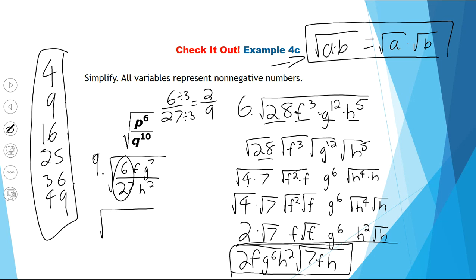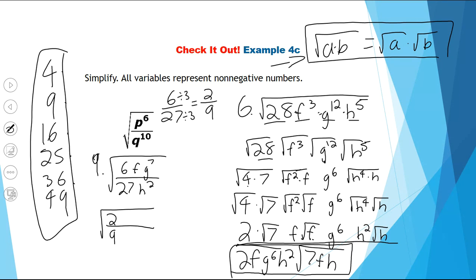So let me just rewrite my problem here. Instead of writing 6 over 27, I'm going to have 2 over 9. Now let's focus on the variables. The variables will only simplify if they can cancel out. I have an f on the top, but there's no f in the denominator, so those won't cancel out. I have g to the 7th in the numerator, but I don't have any g's in the denominator, so there's nothing those will cancel out with.